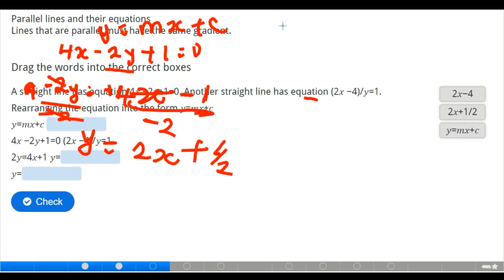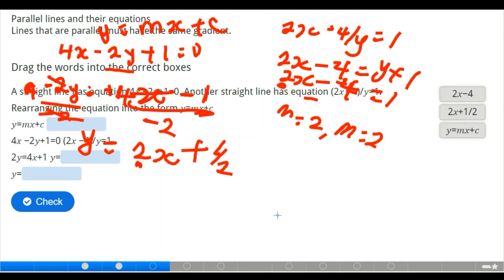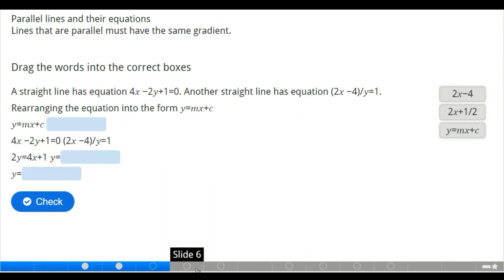Let's look at the second equation, which is 2x minus 4 divided by y equals 1. What we just need to do here is bring y to the other side. So having that, we can now say 2x minus 4 equals y multiplied by 1. That is 2x minus 4 equals y. If you look at it, the gradient for the first equation is 2. The gradient for the second equation as well is also 2. So they have a common gradient, based on the fact that they are parallel lines.